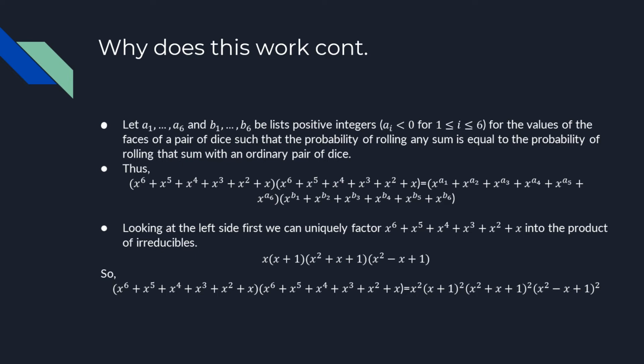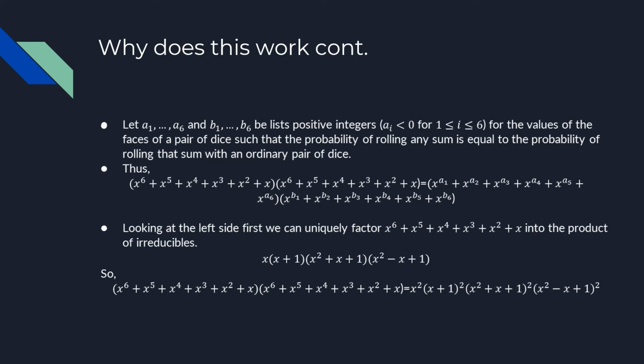Let them be the values of the faces of a pair of dice such that they have the same probability as rolling any particular sum as with the standard die. So we're going to set these 2 polynomials into an equation. We're going to have the 2 dice on the left-hand side, and we're going to have the 2 new dice that we don't know the face values for yet on the right-hand side.